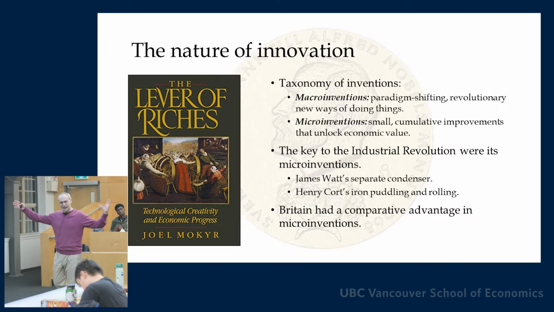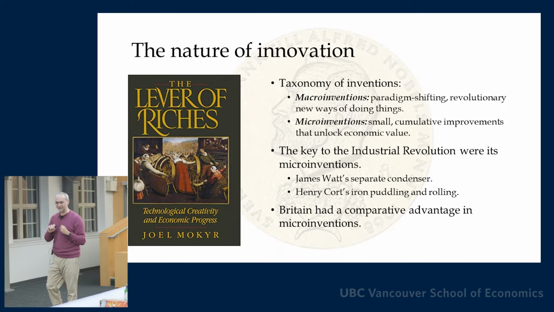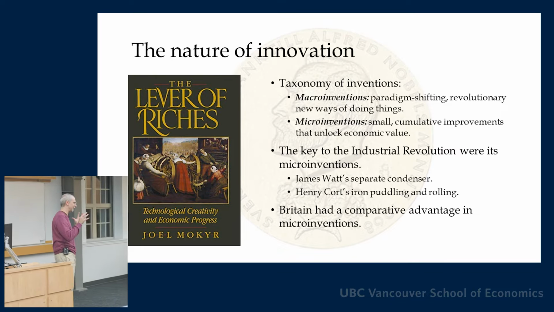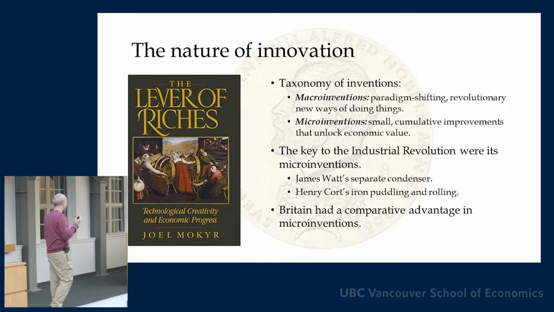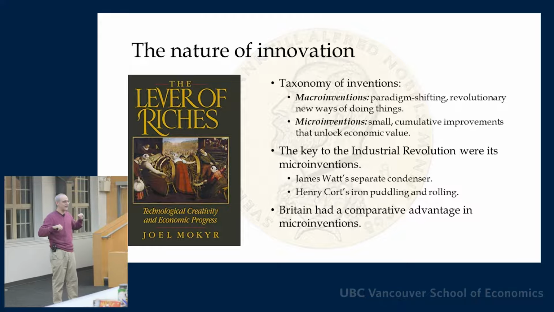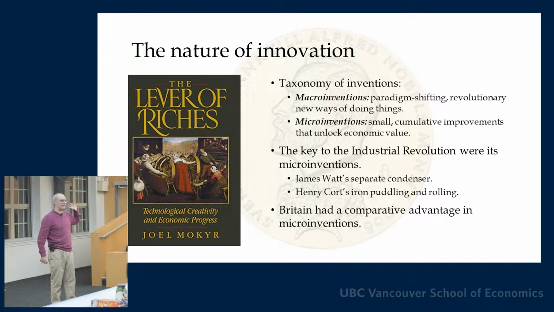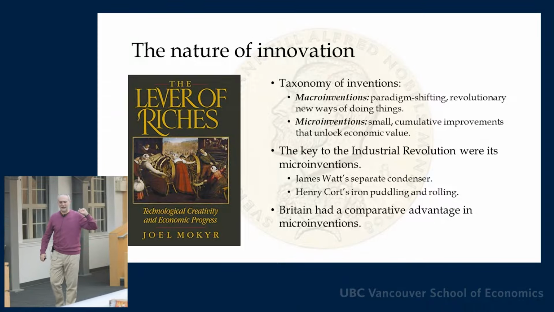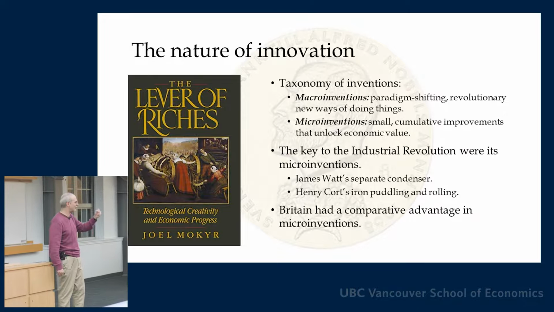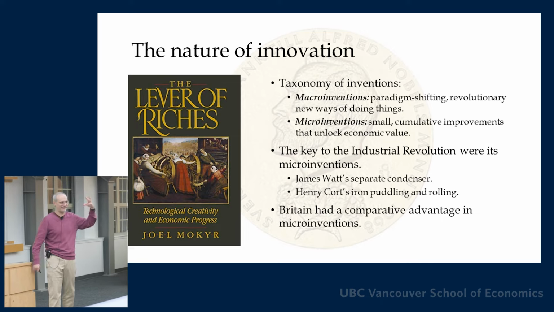And then comes sort of the magic. He starts aggregating and distilling the lessons of that. And he classifies all these inventions that happened during the Industrial Revolution in two big categories. Some of them are called macro inventions. And these are big ideas, paradigm shifting, completely sector upending things.